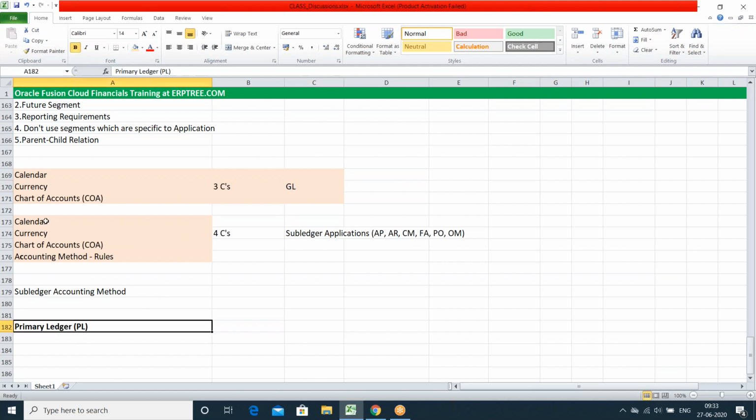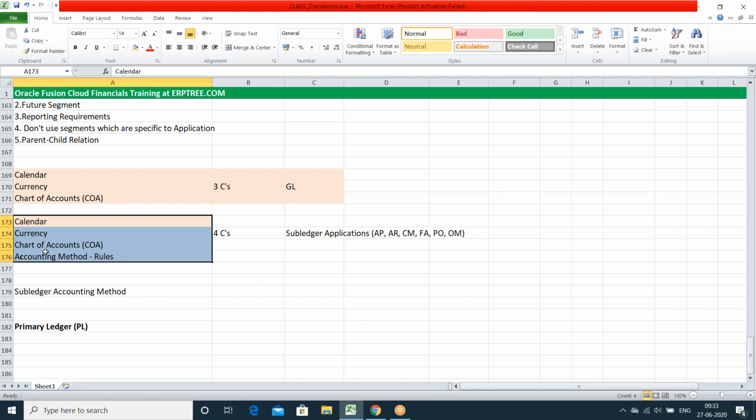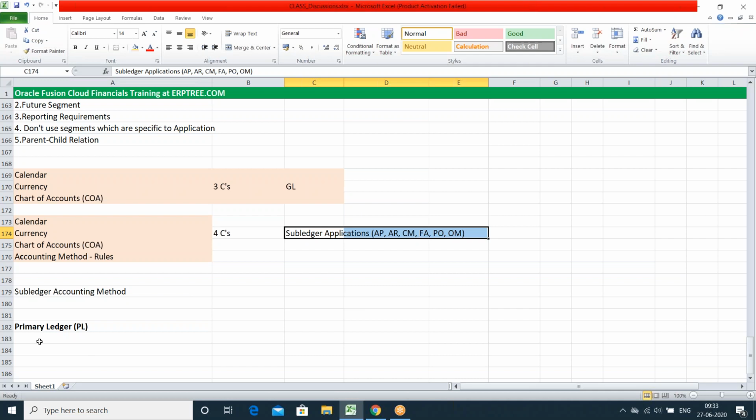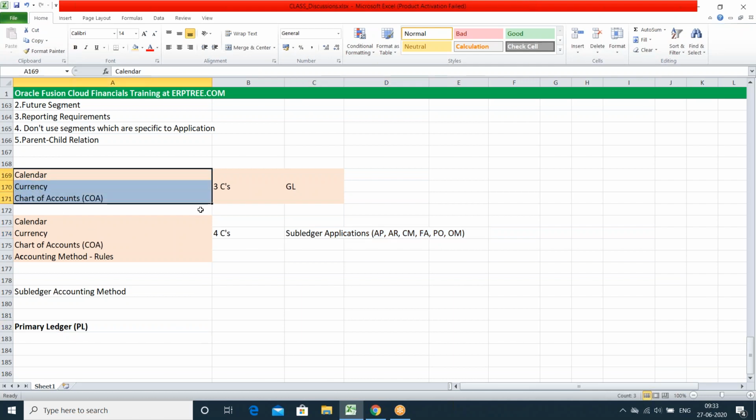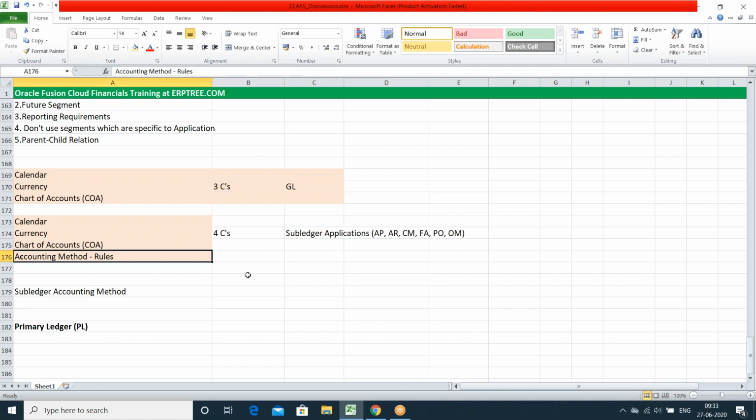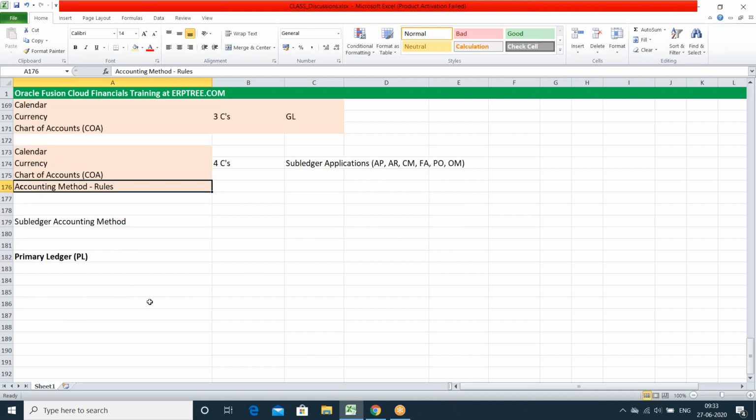If you create the primary ledger by selecting these 4 components, you can create the transactions in the subledger applications also. If you have a primary ledger with the 4 C's, you can create transactions in GL as well as subledger applications. If you create the primary ledger only with these 3 components, you can create transactions only in GL. You cannot create them in these applications. When you create transactions in these applications, the system will look for the accounting method to create the accounting entries for those subledger transactions. So this is the point we have to understand.